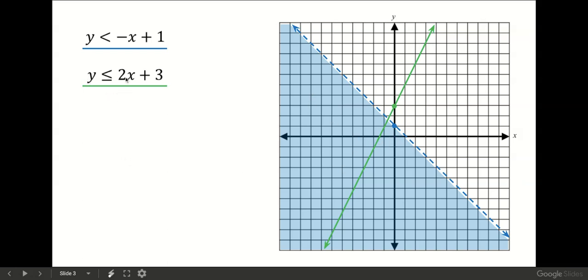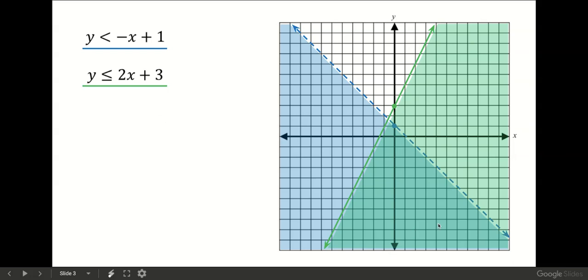So if I plug 0 in for x and y, that's going to tell me that 0 has to be less than or equal to 3, which is true. So that means I am going to shade on this side of the green line. So there's the green shaded area. So remember, my solution to this system, though, is where the two areas overlap.